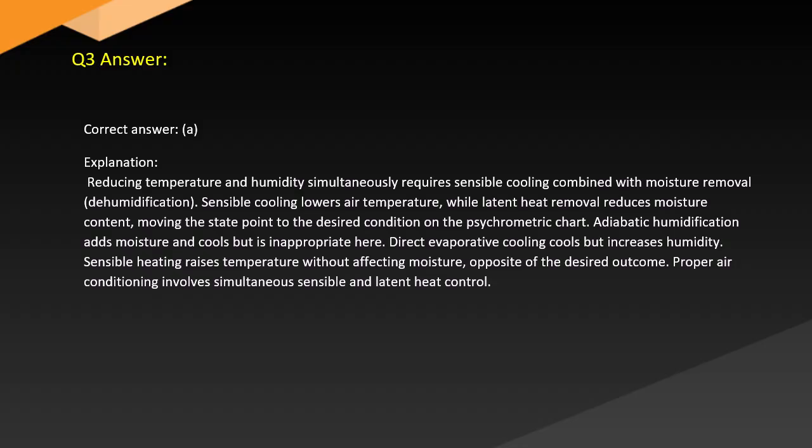Answer. Correct answer: A. Explanation. Reducing temperature and humidity simultaneously requires sensible cooling combined with moisture removal, dehumidification. Sensible cooling lowers air temperature, while latent heat removal reduces moisture content, moving the state point to the desired condition on the psychrometric chart.